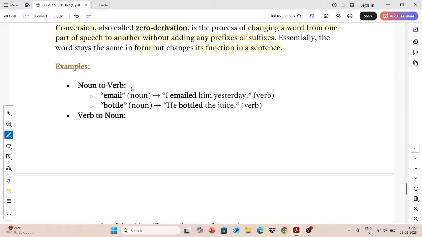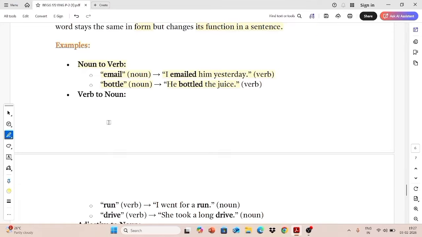If you have to see an example, noun to a verb, this will be our first example. Email is a noun. How has it become a verb now? I emailed him yesterday. Email has become a verb here, right? Email is the noun, emailed is an action. So I emailed him yesterday is a noun to verb conversion. Like bottle is a noun, he bottled the juice. What is bottled? Bottled is an action. So the noun bottle has converted into a verb. So some more examples.